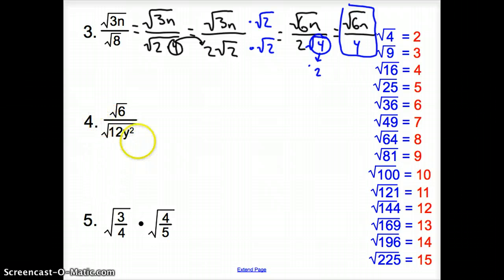Now number 4, now we also have a variable in the bottom. Does that change anything? It does not. We still want to simplify. So let's still see what we can simplify. Here we go. We have the square root of 6 on top because we cannot touch that.